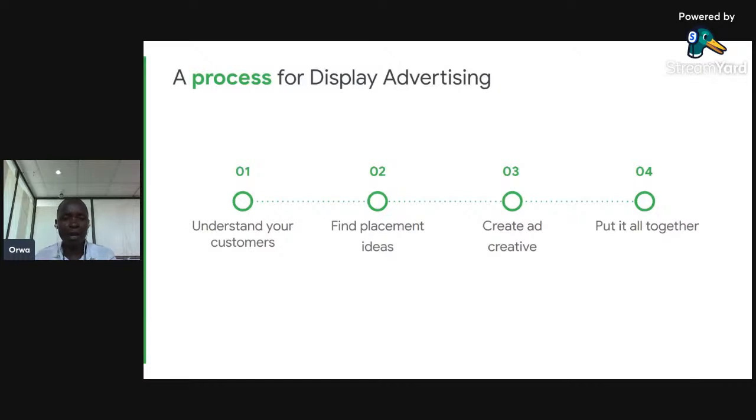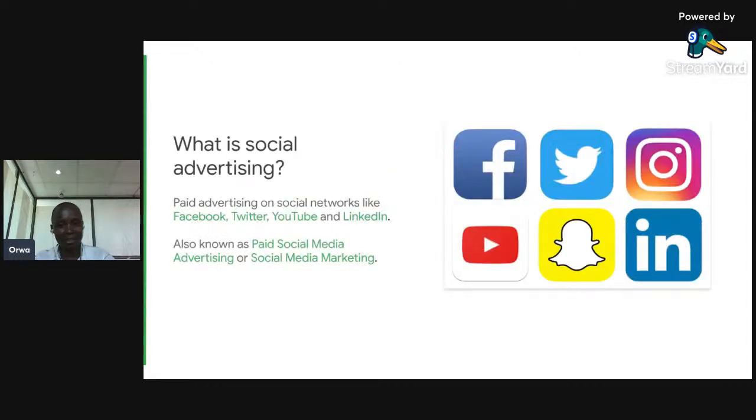So the process of having your display advertising. The first thing, you need to understand your customer. Very key. The second thing, have an idea of where you want your ads to appear. We call those placement ideas. If you want to place your ad on mobile apps, you can tell Google that when people are browsing on their mobile apps, allow them to see my ad. Another thing, make your creative, and lastly, put it together and you are done with display advertising.